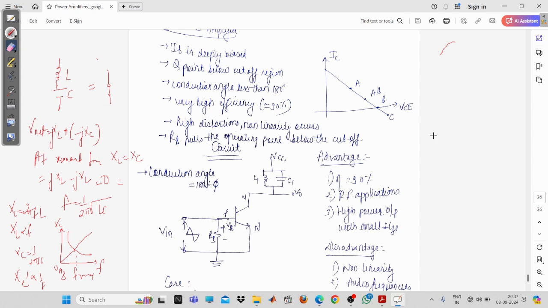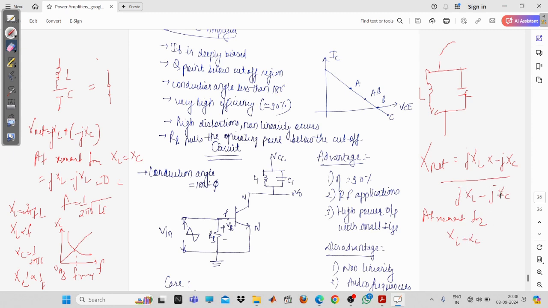Now similarly, coming to the parallel resonant circuit, which we are using for our class C power amplifier, this one will be L and this will be C. Now, if you want to calculate the net impedance or reactance, this is the parallel combination. So in that case, this one will be jXL minus jXC. At the resonant frequency, XL will be equal to XC.